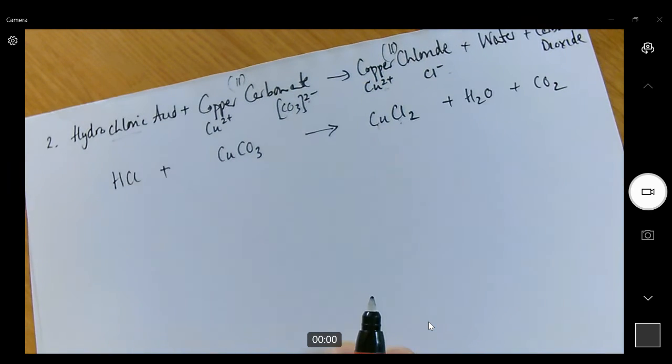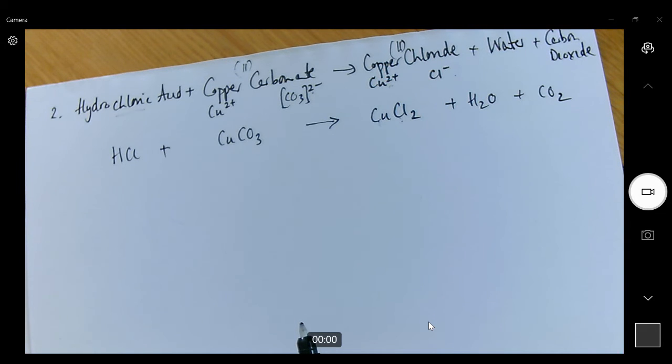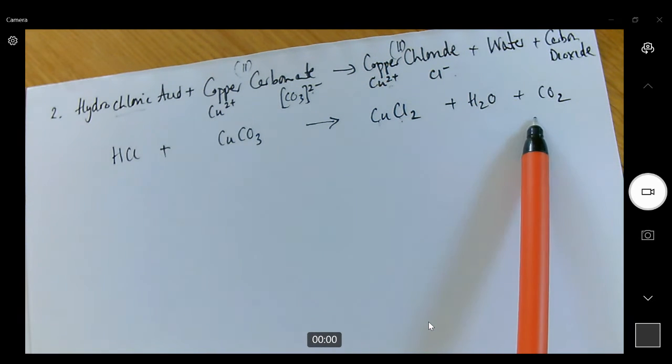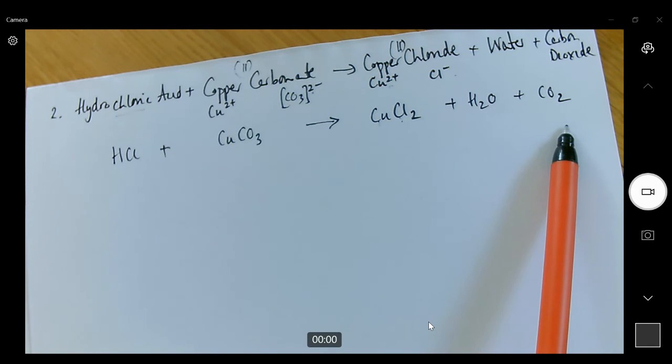Okay, so now we have our formulas, and now we need to balance our equation. So this is my method. Different people have different ways of doing it, but this is my method. It's important that we have the same number of atoms in our reactants as in our products. So we need the same number of copper atoms on this side as this side. We need the same number of hydrogen atoms on this side as this side, and so forth.